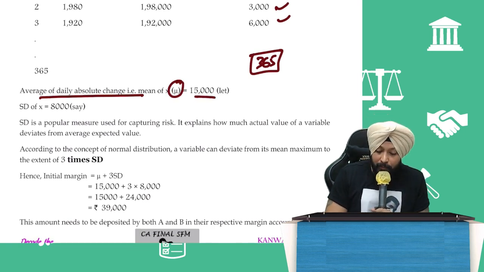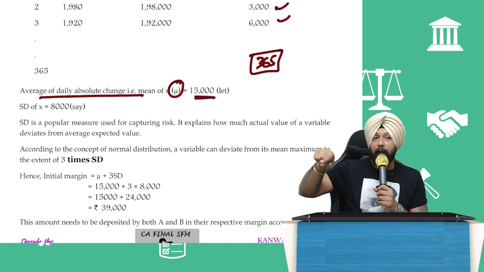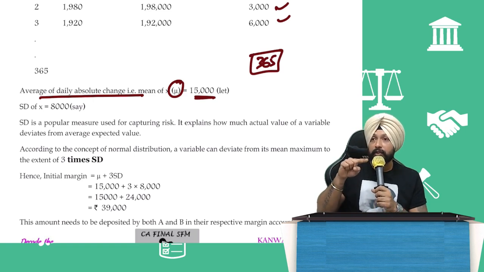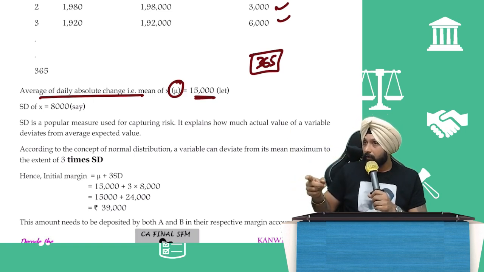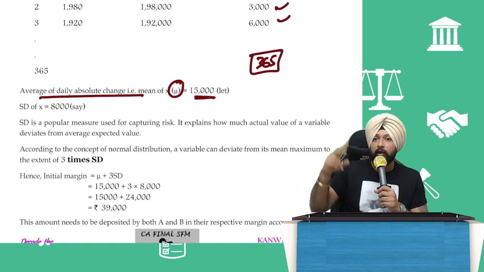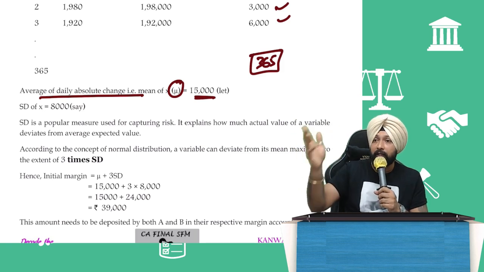So mu, let's say, comes to 15,000. That is the average of daily absolute change. Then we take this mu and we take the standard deviation of X. What is standard deviation? It is how much it can deviate from the average. In statistics, we studied that one standard deviation gives you a confidence interval of about 66%, 2 times gives you about 93%, and 3 times gives you about 99%.